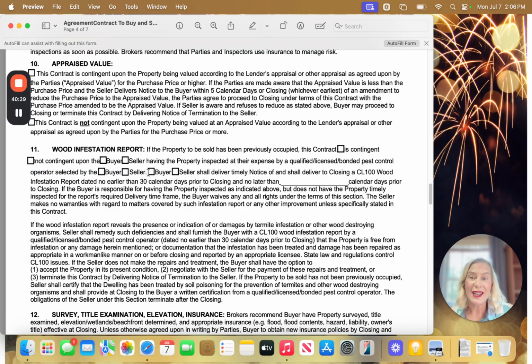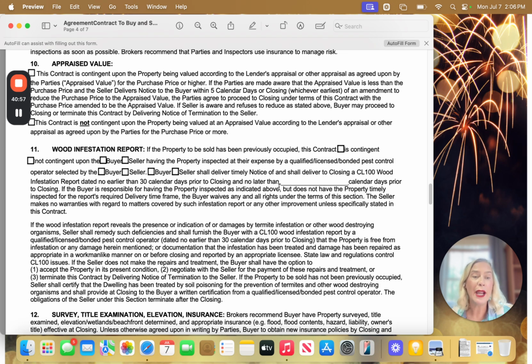After that, the next block, which is back to back, who's going to provide the reports of the CL 100s? So typically, whoever is paying for it, whoever is ordering it, is also the person who is responsible for getting the copy to all parties, okay? Make sure you know that CL 100s are only good for 30 days prior to closing. So when will the CL 100 be completed? Is anywhere between that 30 days and closing.